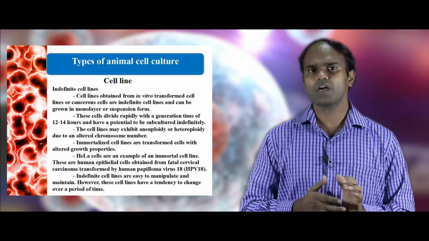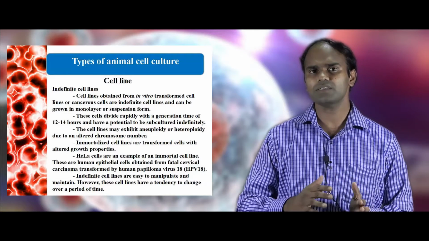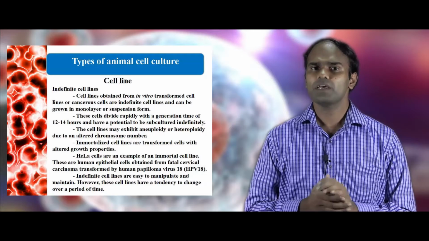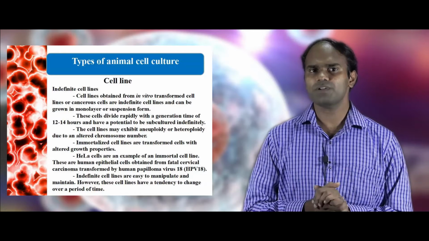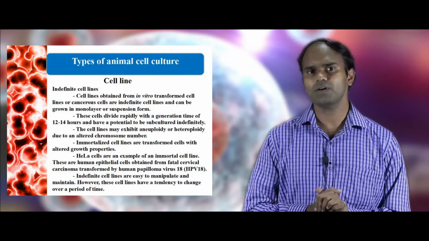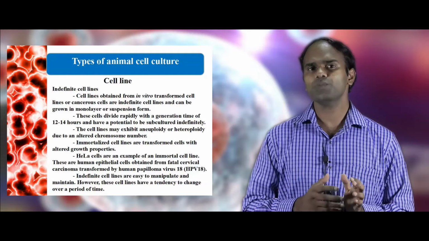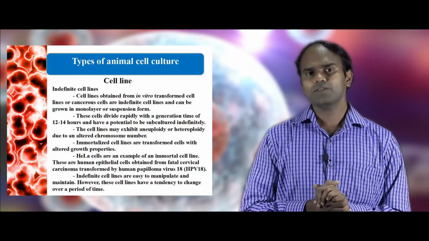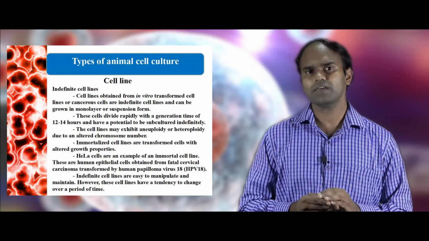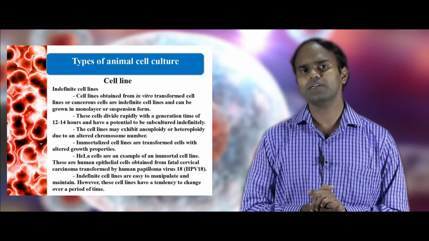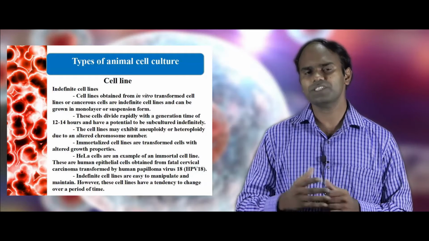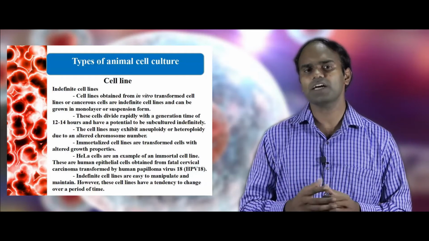Immortalized cells are the transformed cells with altered growth properties. The classic example is HeLa. HeLa cells are the classic example of these immortalized cells. They are obtained from cervical carcinoma transformed by human papillomavirus. So these indefinite cells are easy to grow, maintain and manipulate. However, these cells have a tendency to differentiate over a period of time in culture.